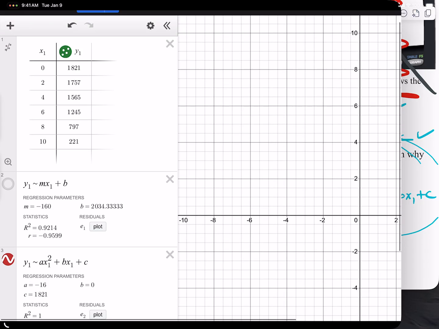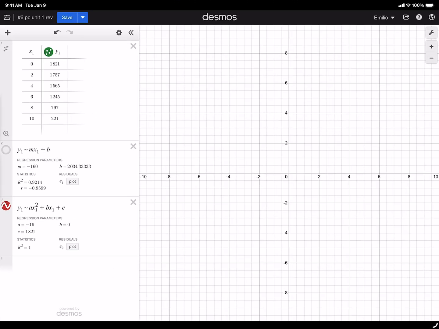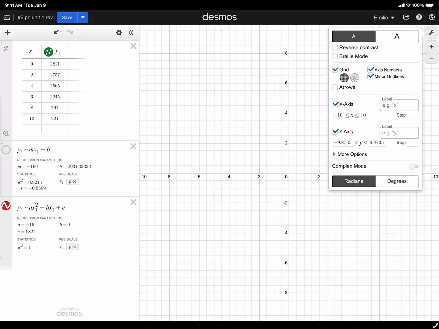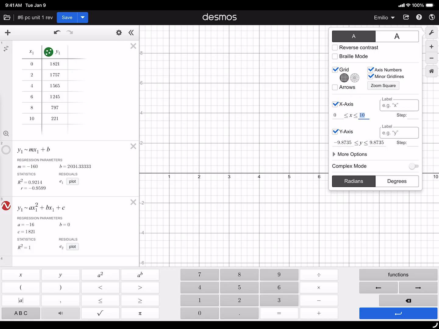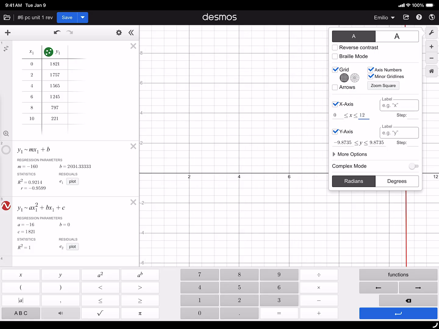Now, look at your values. I don't see anything, right? An easy way to get your window is to go here. Look at your x column. It goes from 0 to 10. I like to go a little bit over, so I'm going to do 0 to 12. Look at your y column. The smallest is 221. The highest is 1821. So I'm just going to do 0 to 2000.